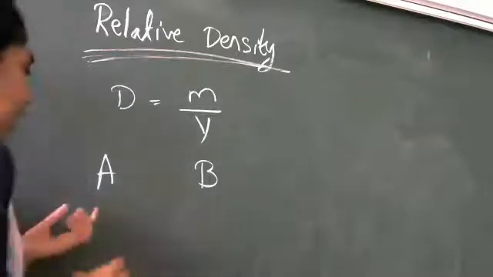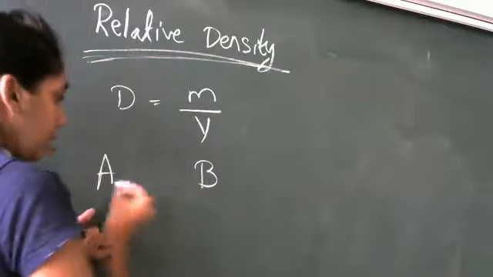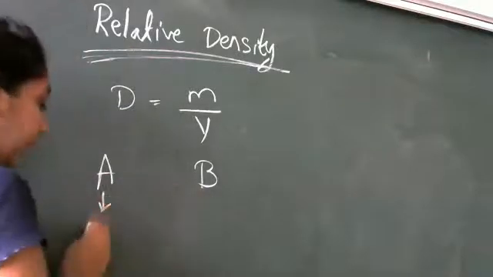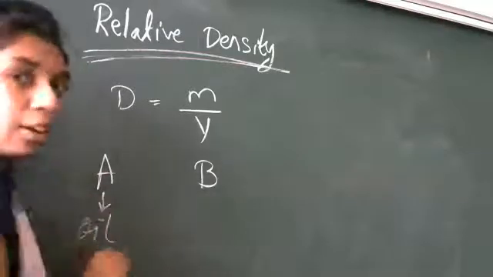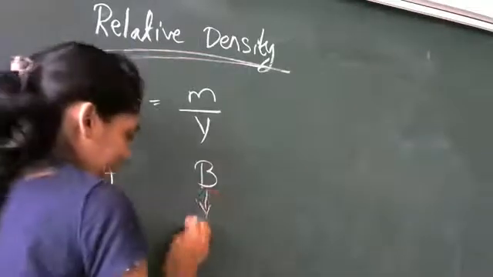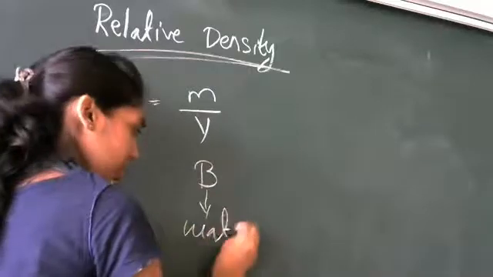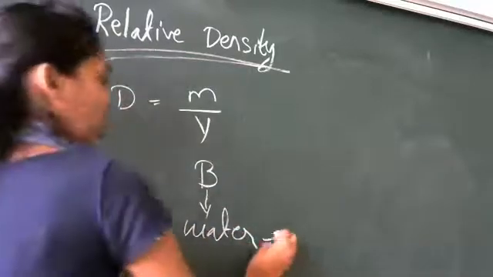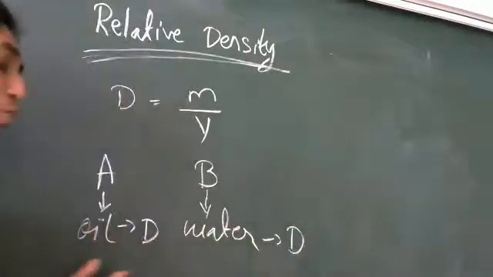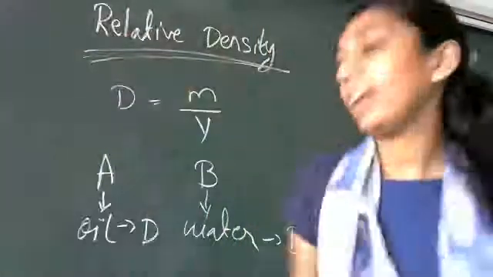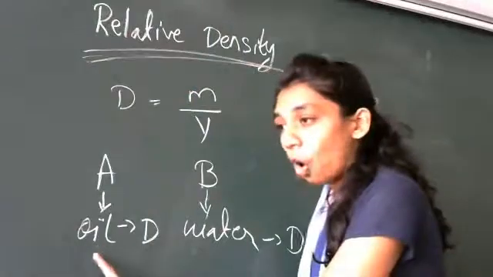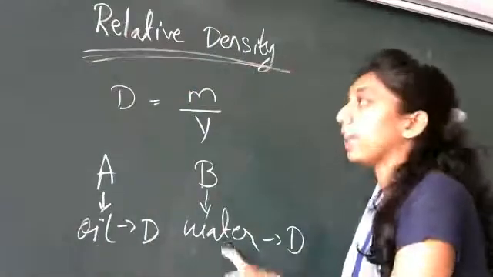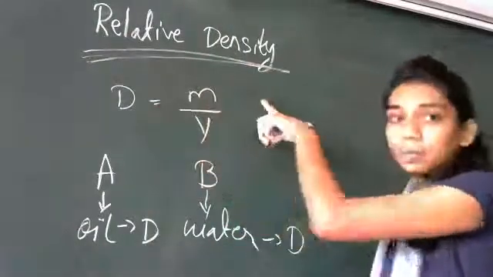So now I am having liquid A and liquid B. Liquid A is you can take oil. Okay, first liquid is oil and second liquid is water. Okay, now I will calculate the density of oil and also I will calculate the density of water. Okay, so when I compare the density of oil with respect to water, then it becomes relative density.